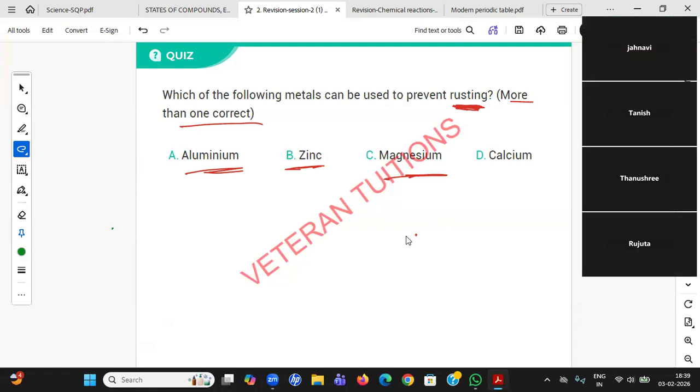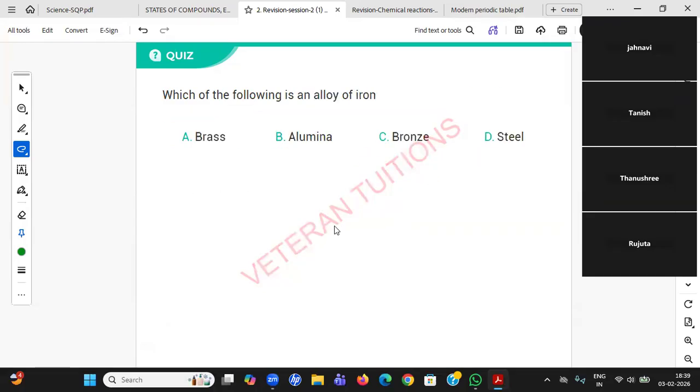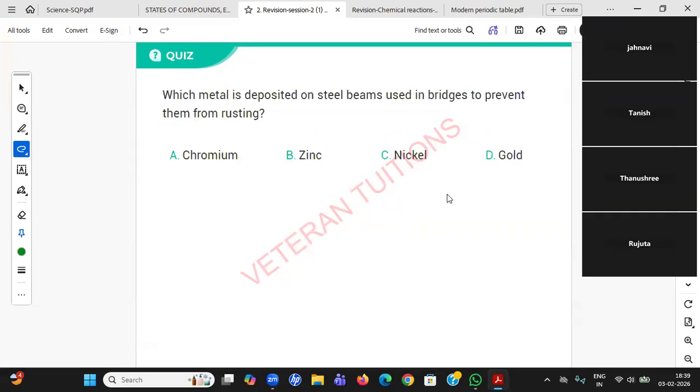Yes, Tanushri. What is the answer, sir? Answer A, B, C, beta. A, B, C. Which of the following is an alloy of iron? Okay, so no problem. Steel, leave it now. Which metal is deposited on steel beams used in bridges to prevent them from rusting? Metal is deposited on steel beams, beta.